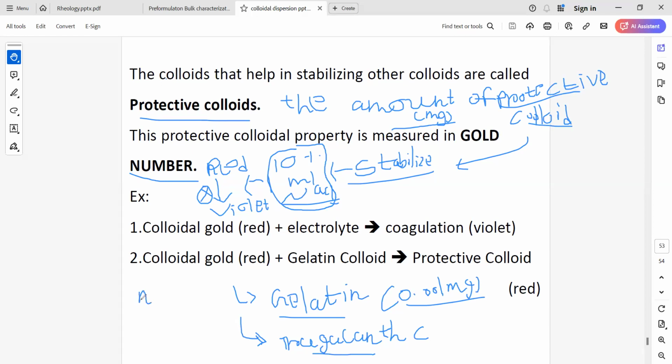examples. Also, albumin is a protective colloid. Then acacia is also a protective colloid. Okay, gelatin is also a protective colloid. Okay, so gelatin is the stronger one and Tragacanth is the weakest one. Okay, so remember this. And what is gold number?